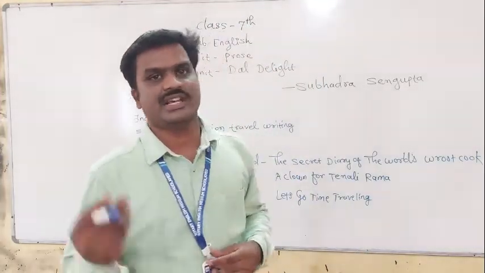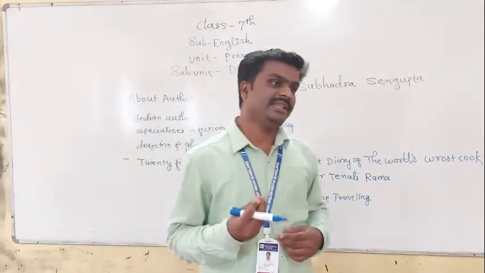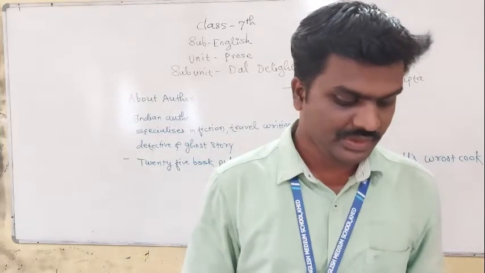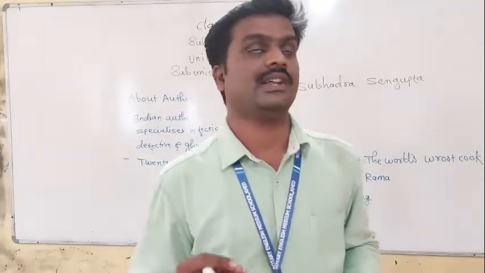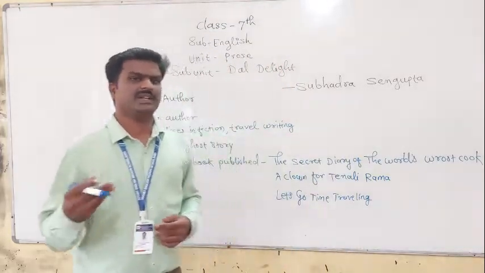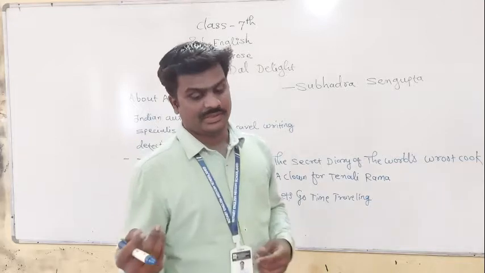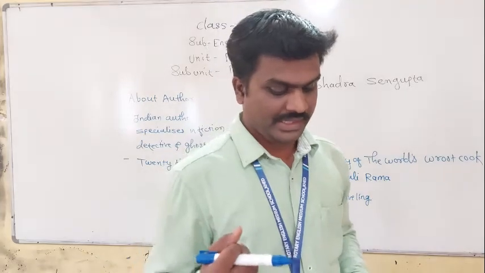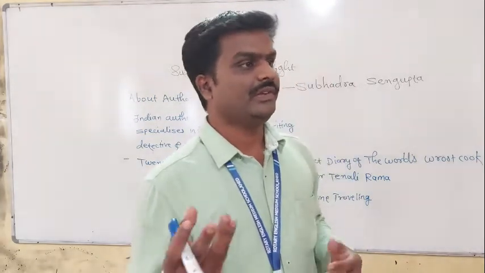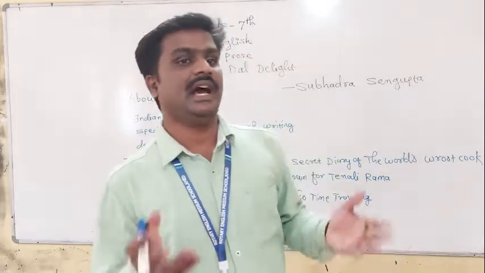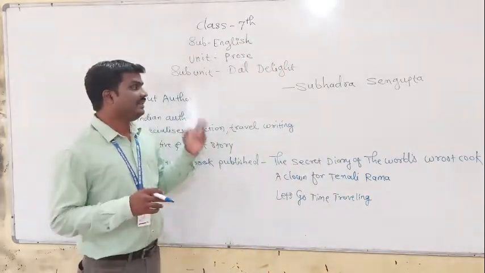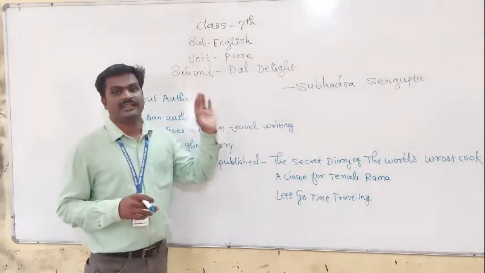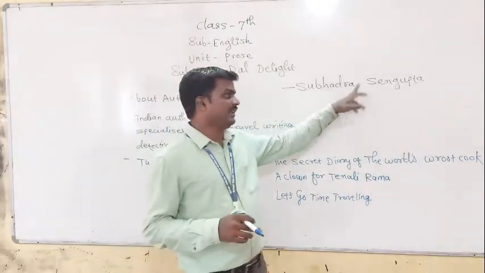Dal means what? We Indians always use dals in our daily meals. Split pulses and lentils used in Indian cooking are called dal. We Indians have a number of dals, for example, brown lentils means masoor dal, and green gram means moong. Different types of dals are used in day-to-day meals, and that dal has given satisfaction. That satisfaction story has been written by Subhadra Sen Gupta.